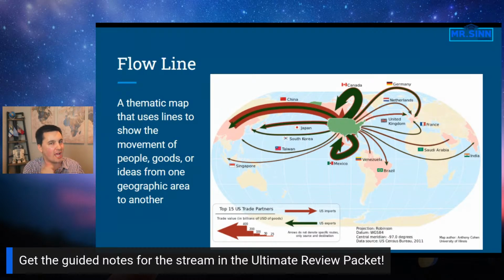So let me know in the chat. You'll want to definitely know what exports and imports are. What is the difference between exports and imports? So in the chat, I'll try to pin a couple of answers on the difference between exports and imports. So flow line maps, though, are great at showing movement. And that could be people, like I have on the screen, goods, it could be ideas, and we're talking about different areas. And that's the cool thing, like with globalization, with this new connected world that we live in, I mean, we interact all the time now.